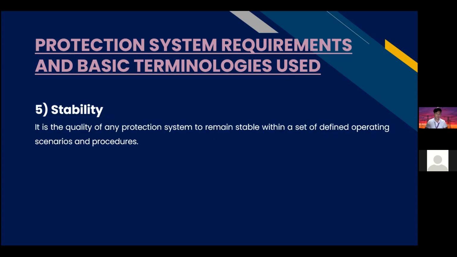Next, 5. Stability. It is the quality of any protection system to remain stable within a set of defined operating scenarios and procedures. For example, the bias differential scheme of differential protection is more stable towards switching transients compared to the more simple and basic Merz-Price scheme in differential protection.